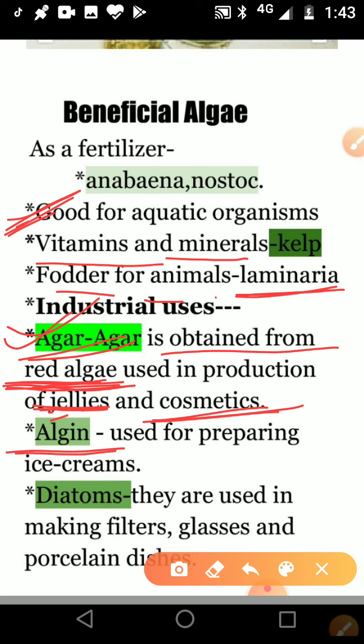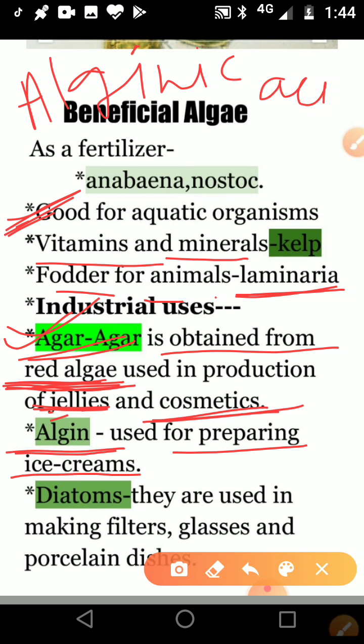Then algin. Algin is used for preparing ice creams. Algin contains a kind of acid called alginic acid. Okay, so this acid is used for making ice creams.